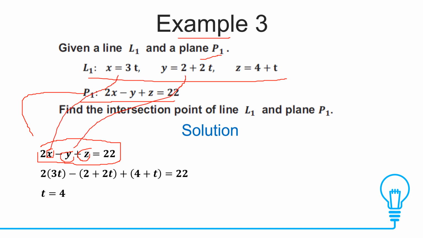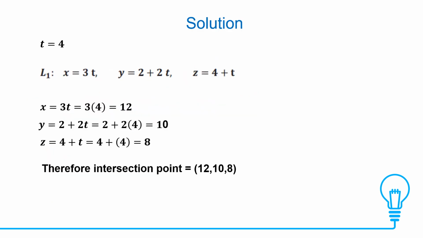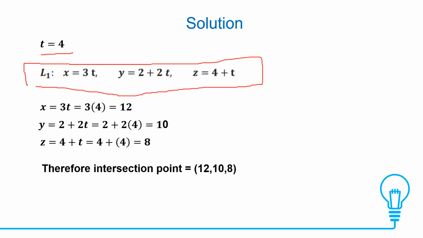And then after we solve the equation, we can get the value of t is equal to 4. After we get the value of t, we need to substitute back in the equation of line in order to get the value of x, y, and z. And then you will get the intersection point is equal to 12, 10, 8.